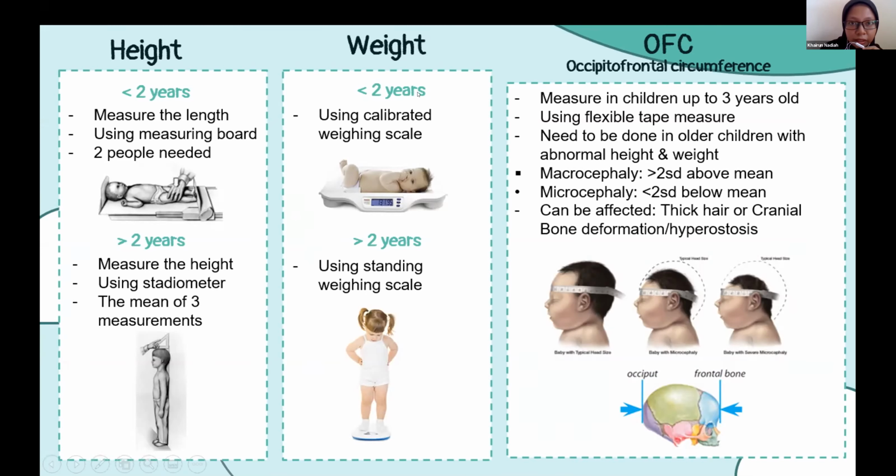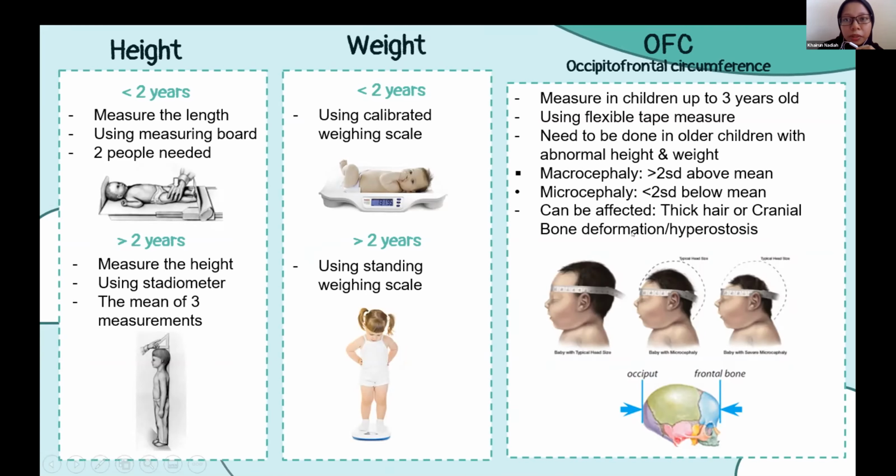For the weight of infants or toddlers 2 years old or younger, we use calibrated weighing scales. The infant needs to be weighed without any clothes or diapers. For children above 2 years old, we use a standing weighing scale without shoes and with minimal clothing. And with the height just now, we can calculate the BMI.